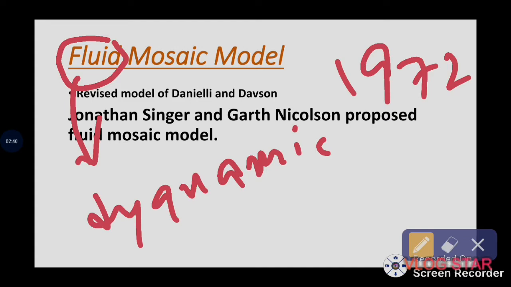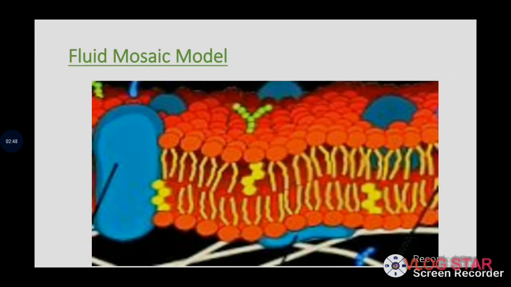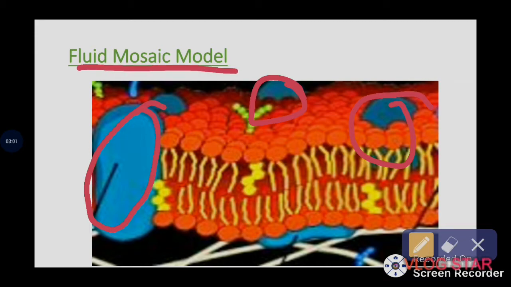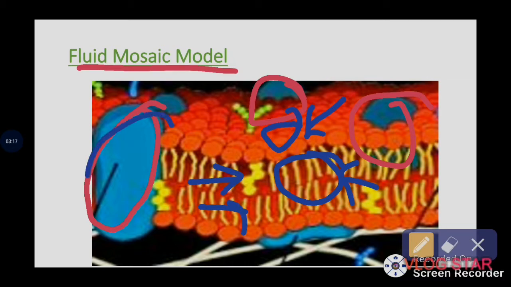Now mosaic, why do we call it a mosaic model? Mosaic means the protein molecules are embedded within the lipid bilayer like a mosaic. So you can see these are the protein molecules embedded within the lipid bilayer like a mosaic. So we call it a fluid mosaic model. Now you can see that in this structure, these are the head groups of the lipid molecules, these are the tail groups, and they are arranged in two leaflets. So that's why we call it a lipid bilayer. And these are the protein molecules.